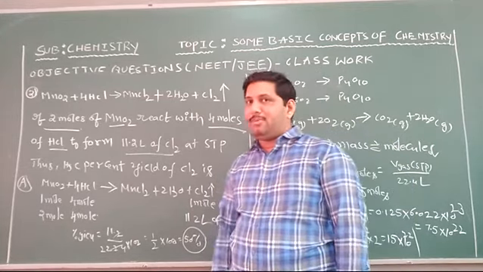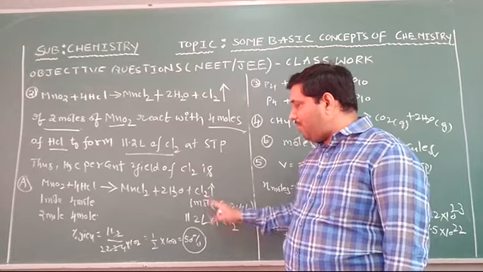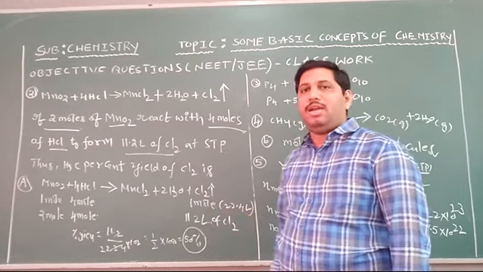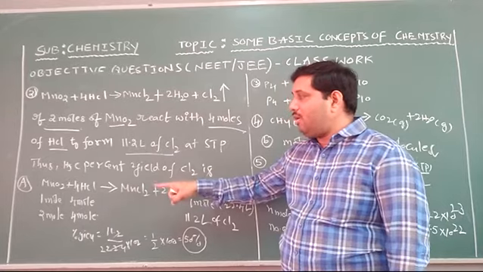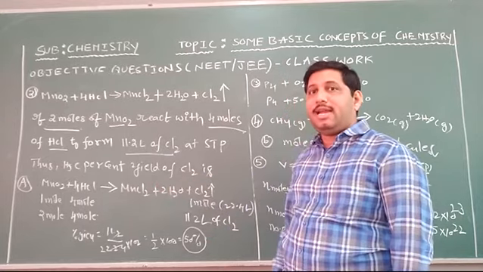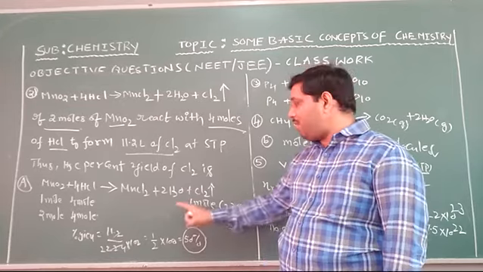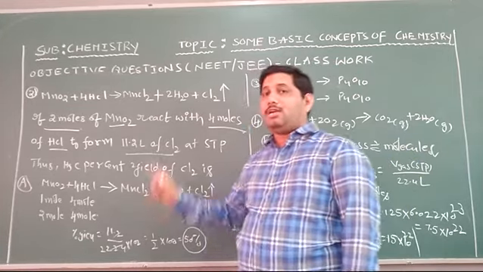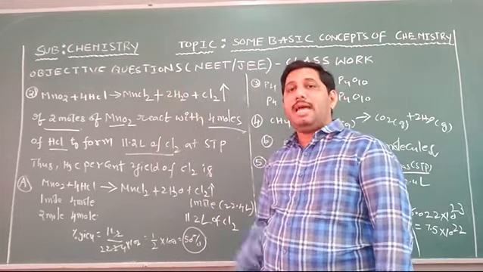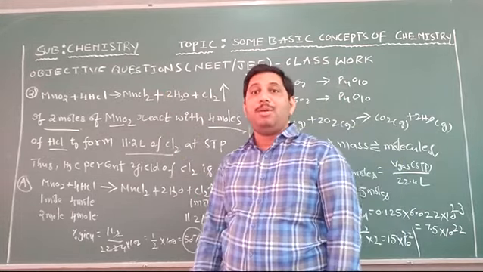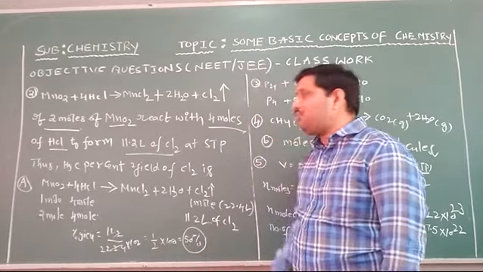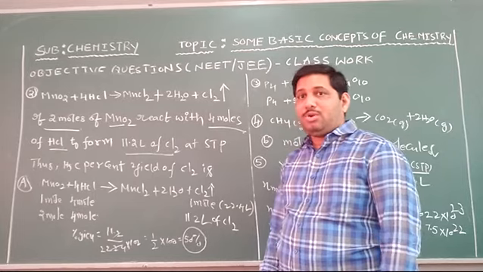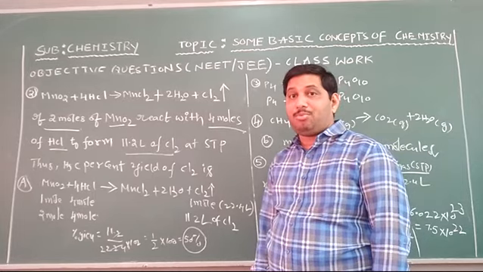We know that at STP, 1 mole of any gas occupies a volume of 22.4 liters. Therefore, if 1 mole of manganese dioxide reacts with 4 moles of HCl, it forms 22.4 liters of chlorine. According to the stoichiometric equation, the volume of chlorine liberated is 22.4 liters.